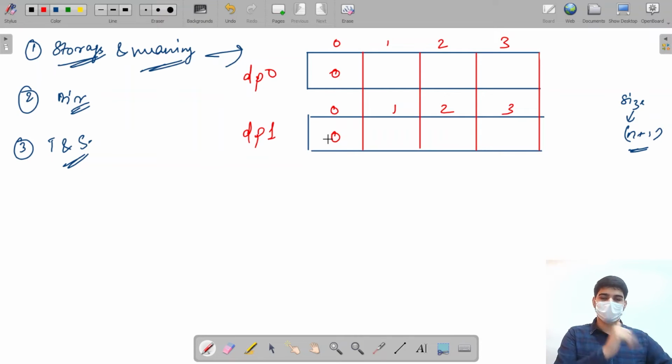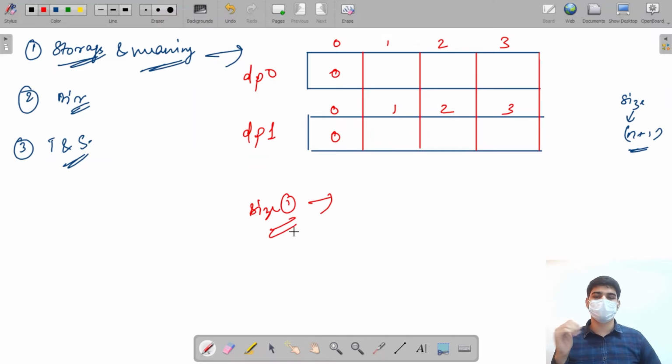Let's move on a step further. So what would be the number of strings when the size is 1? If the size is 1, what are the possible strings that end with 0 and end with 1? I would say the only two strings that are possible in this case when size is 1 are either 0 or 1, right?